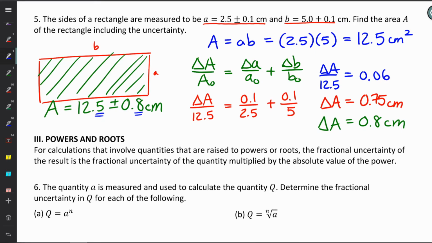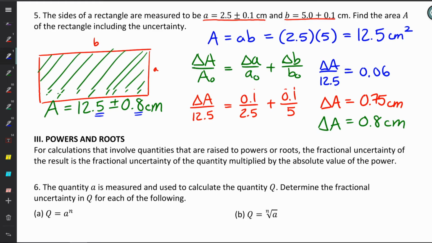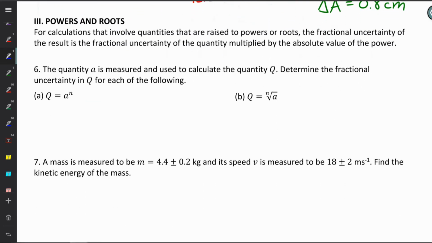The last situation we look at are powers and roots. For calculations that involve quantities that are raised to powers or roots, the fractional uncertainty of the result is the fractional uncertainty of the quantity multiplied by the absolute value of the power. So this rule sounds extremely complicated. So let's try to break this down a little bit more.